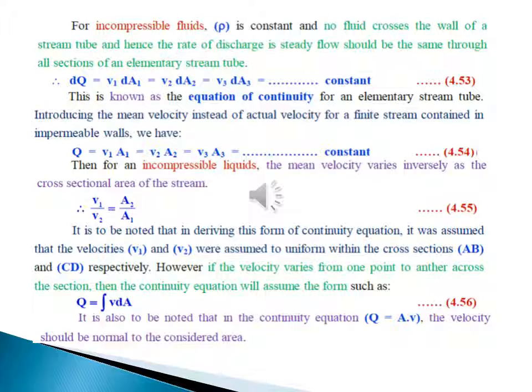For incompressible fluid, density is constant and no fluid crosses the wall of a stream tube, and hence the rate of discharge in steady flow should be the same through all sections of an elementary stream tube, which means Q equals V1 A1 equals V2 A2 equals V3 A3 and is constant, which is known as the equation of continuity.